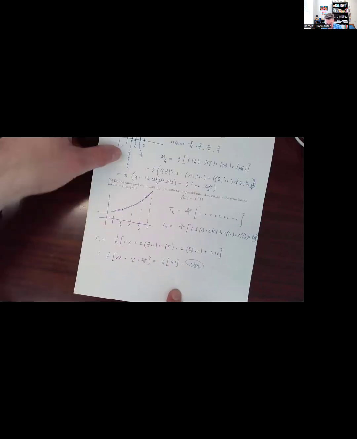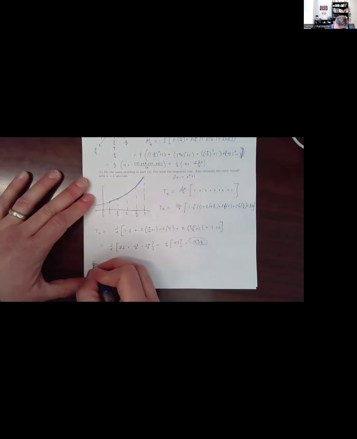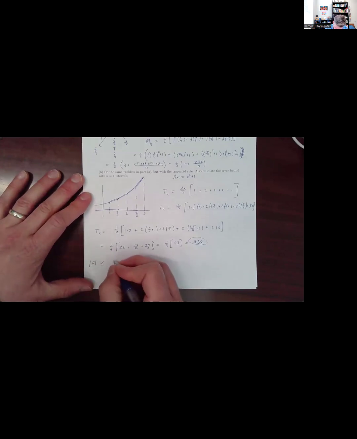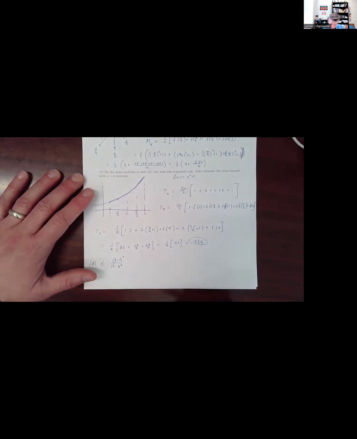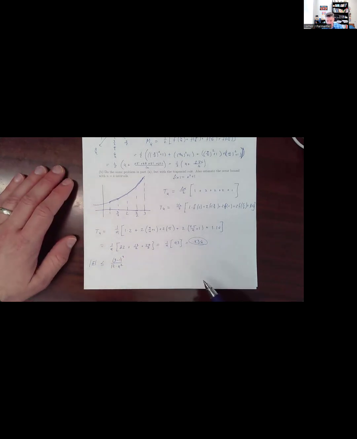Estimate the error bound. So the error bound, we know that the absolute value of the error is less than or equal to (b minus a) cubed over 12 times n squared times the maximum of the second derivative on the interval. Geez, I might have picked a bad function for this, but oh well.